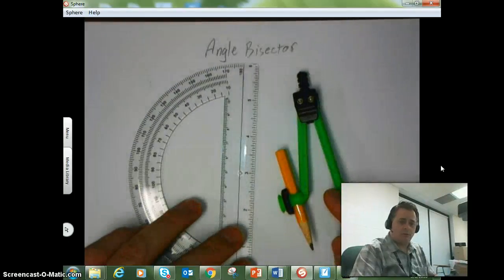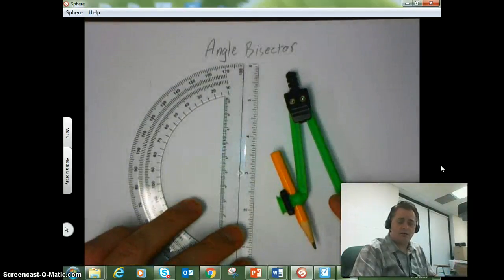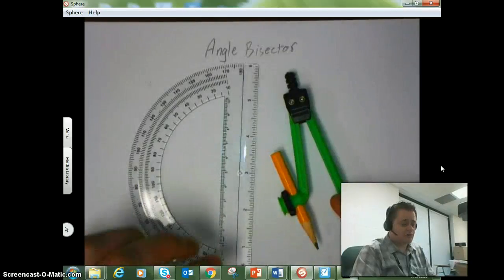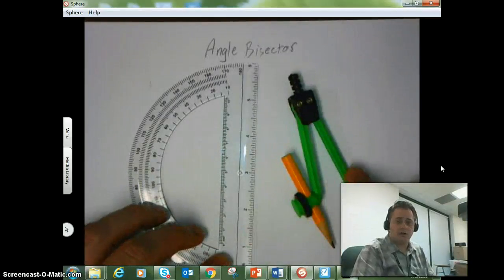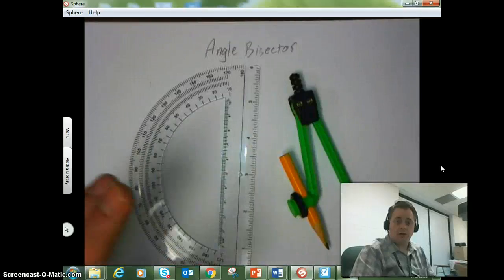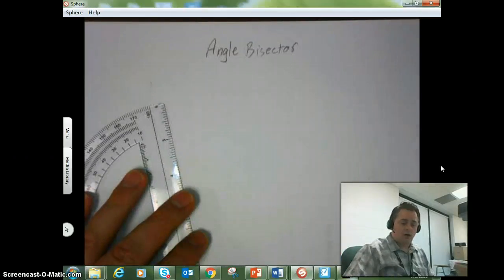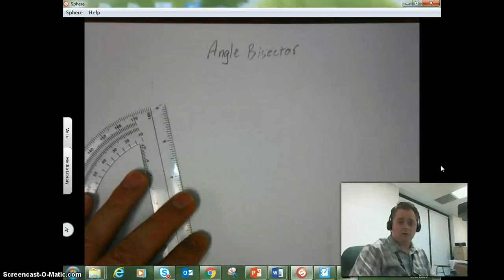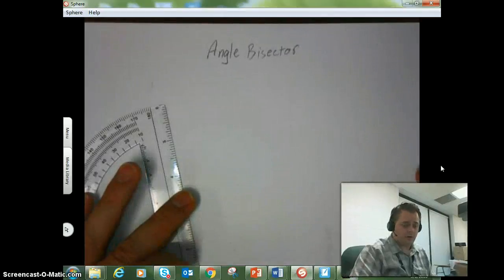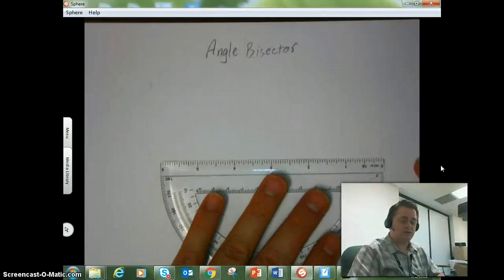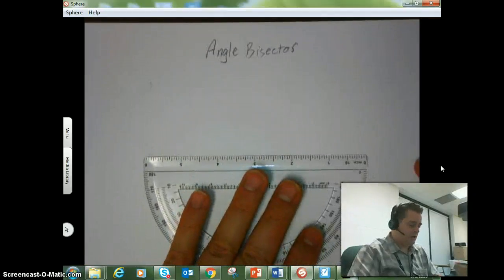Before we get going, again, make sure you have your protractor and your compass handy, so you can have the straight edge to do the constructions with and the compass to actually find where the middle of the angle will be. We can do this with any kind of angle, but I'm going to start with an acute angle because most people just see it easier that way.